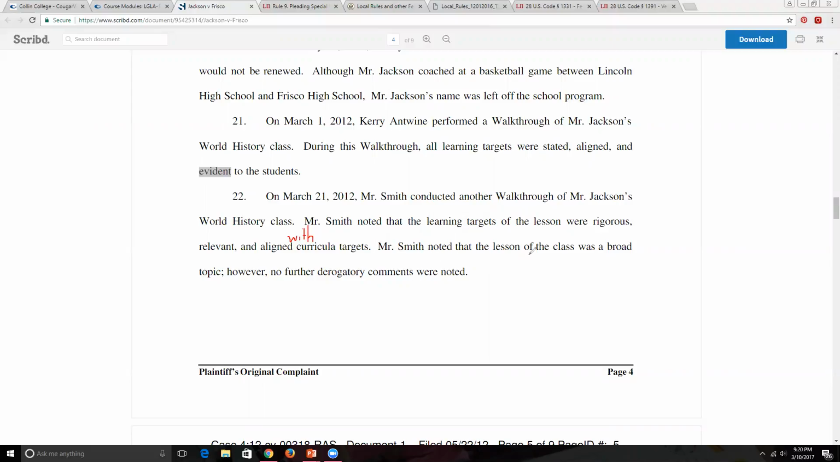Mr. Smith knows that the lesson plan of the class was a broad topic. However, no further derogatory comments were noted. Again, we have passive voice. This is the beginning of a clause, but it's okay in this place. I'm not too worried about the however being in that location.